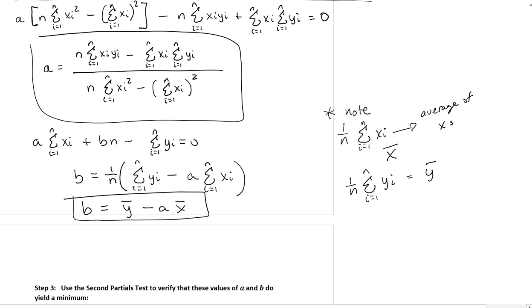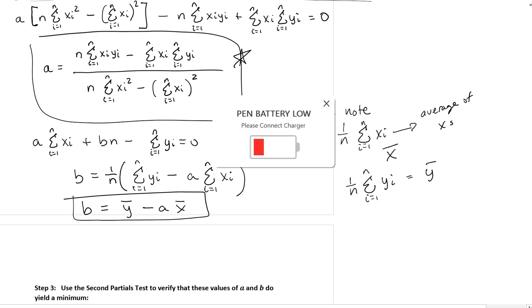So, as long as we have some data points, we can calculate all these sums. We can get some values for a. And after we calculate a, if we find the average of the y's and average of the x's, it's pretty easy to find b.